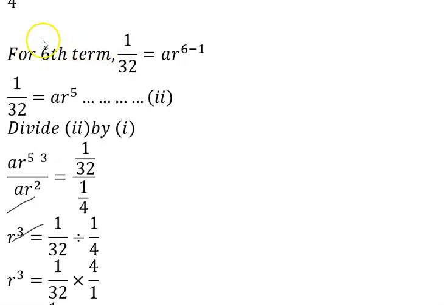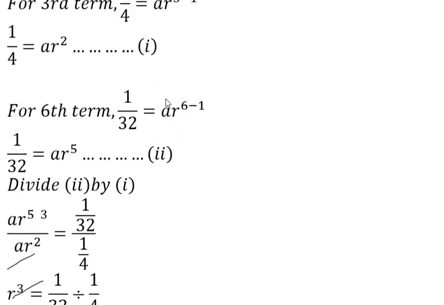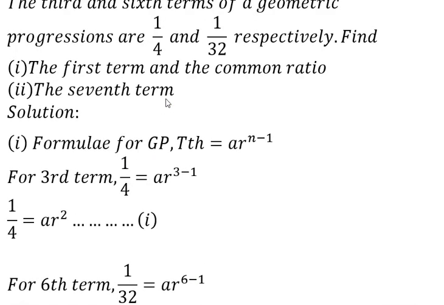Awesome. For the sixth term, we know the nth term already to be 1 over 32. We apply our formula, ar^(n-1). So our n in this case is what? 6. So we'll be left with 1 over 32 equals ar^(6-1), which gives us ar^5. Let's call that one equation 2. Now, all we want to do is to get our first term and our common ratio.